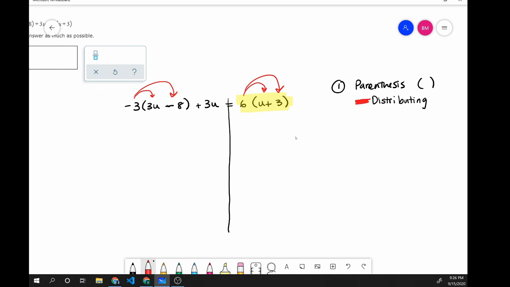So I have 2 distributions and 2 sets of parentheses. So the first one I have negative 3 times 3u right here. I have negative 9u. And I know a negative times a negative is a positive, so negative 3 times negative 8 is positive, so plus 24. And I'll copy down the rest of it, so 3u equals, and then over here I have 6 times u, which is 6u. Make that a bit neater. 6u, and then 6 times 3 is 18.